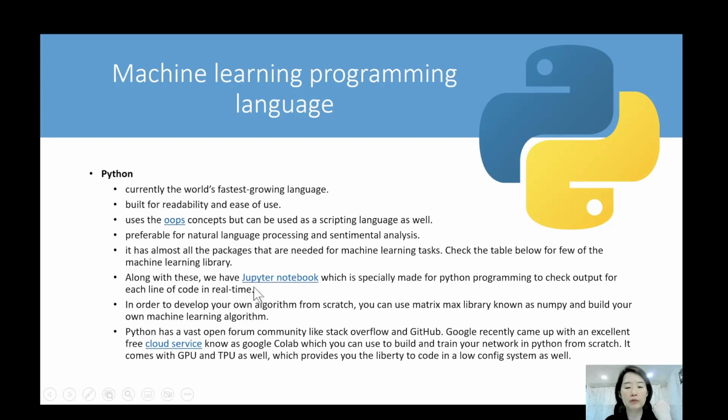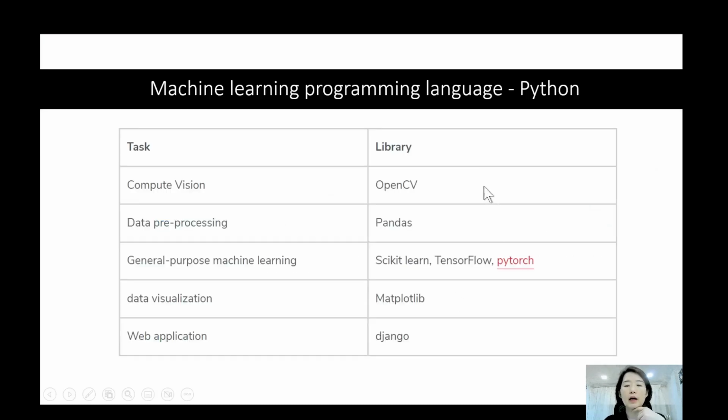Together with Jupyter, there are many online video clips that teach you about Python for beginners. If you're interested in Python, you can also join their forum communities like Stack Overflow and GitHub. And then recently, Google also came up with an excellent free cloud service known as Google Colab, which you can use to build and train your network in Python from scratch. Okay, this is Python for computer vision, the library that they provided.